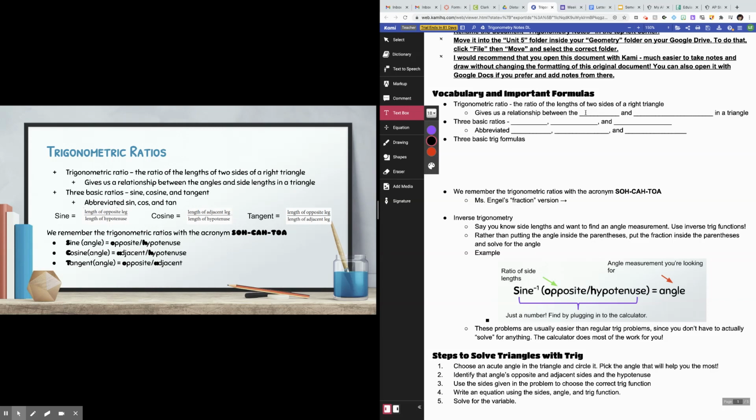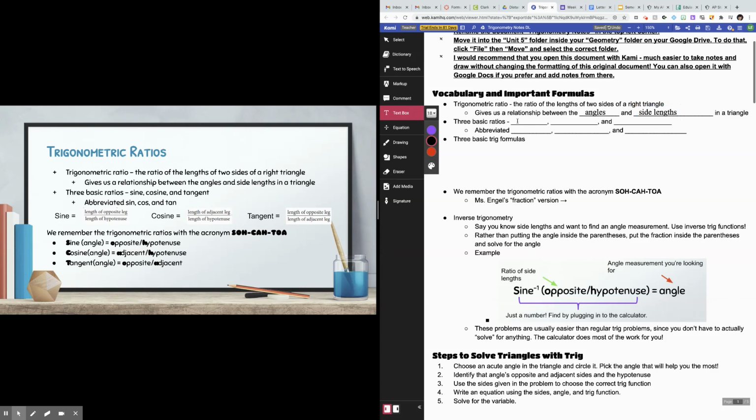A trigonometric ratio is a ratio, or a fraction, between the lengths of two sides in a right triangle, and we calculate that ratio using one of the angles in the triangle. What trig relationships do is give us a relationship between the angles and the side lengths, which again is not something we've had up to this point. All of the other tools have dealt exclusively with sides or exclusively with angles.